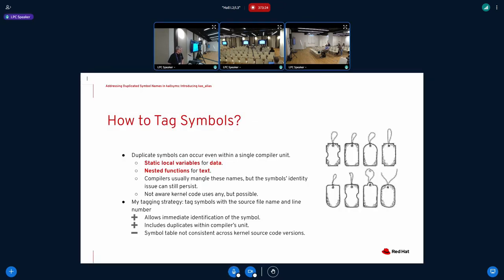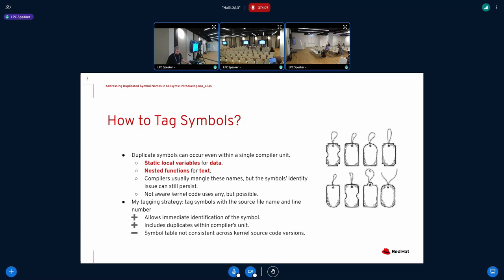Okay, so how to tag symbols? When it comes to tagging names, there is one interesting challenge we need to consider. You can end up with duplicate symbols even within a single compiler unit, which is the trick. The trick is declaring a static variable inside a function. This allows a variable to be placed in the data section, but keep its name within the function namespace, avoiding conflict in the object namespace. In other words, you can have multiple identifiers with the same name in the same source file.